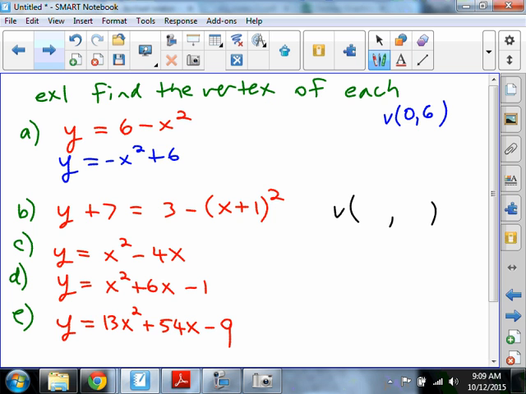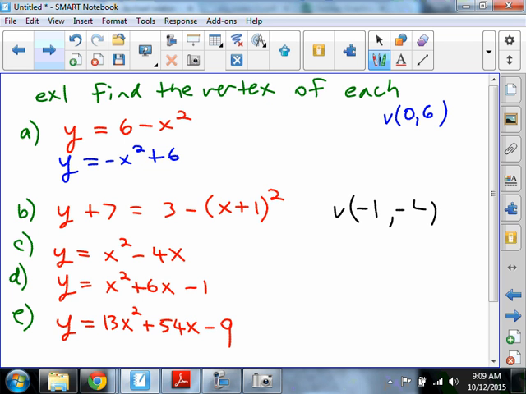Now the next one's a little bit sneaky. What do we think? Negative 1, 3 is a good try. I like the negative 1. That's a good start. The negative 1's right. Negative 1, negative 7. Negative 1, negative 4 is what we're looking for on this one.